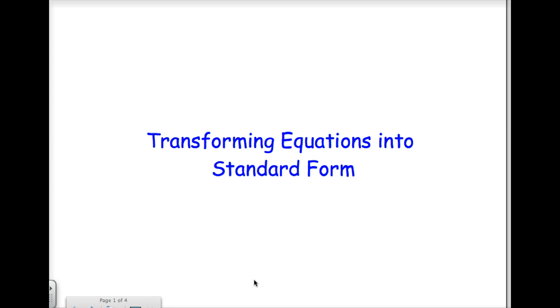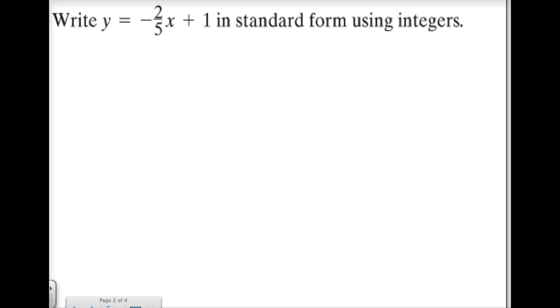Transforming equations into standard form. So when you are looking at an equation that's in slope-intercept form, you want to transform it into standard form, and you have to remember what the difference is. Standard form is going to be in the form ax plus by equals c, where c is a constant.